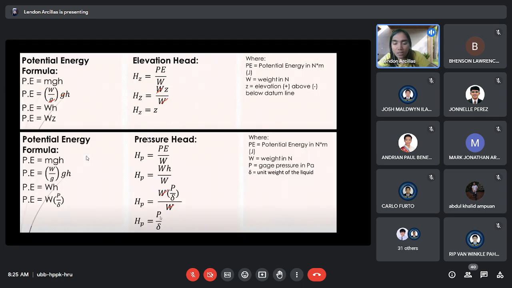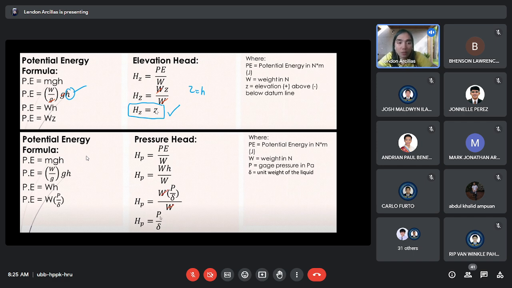Next is the potential energy from the formula mgh, and m again is W over g. To find the elevation head, we just need to divide it by the weight. When we divide the potential energy, the original formula, by the weight, we are left with just Z, or the H. Okay? Z is equal to H. So to find the elevation head, we just need the height, or Z. So this is the second energy head of a fluid flow.